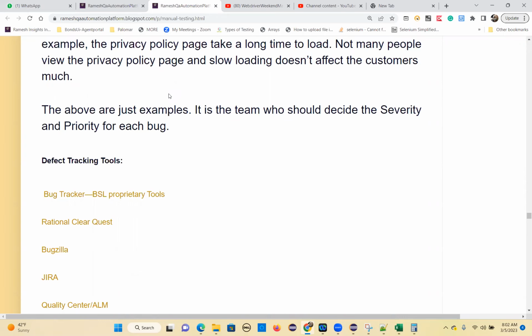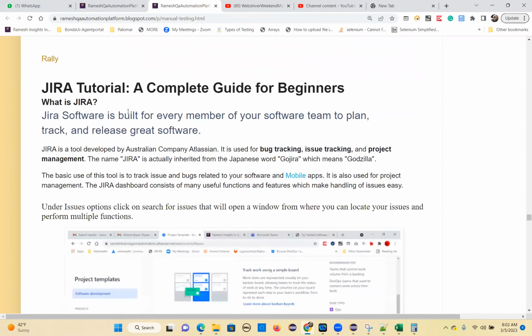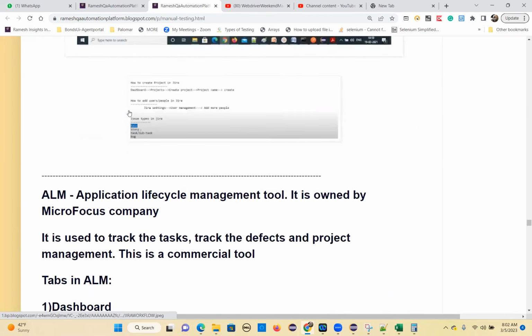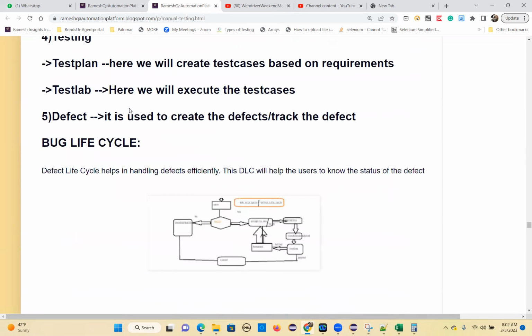And what are the documents you will submit further after completing the testing? So these are all important points. And then bug life cycle. Jira we have seen. Let me show you the bug life cycle. This is the bug life cycle.